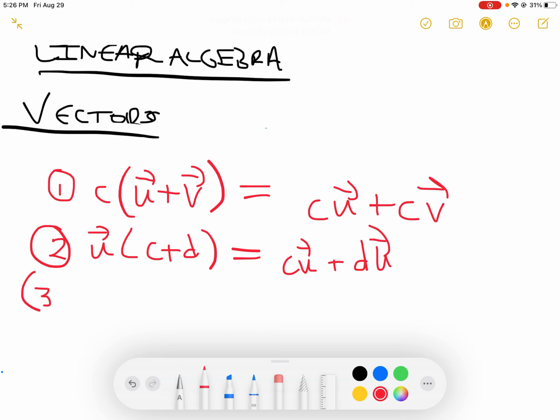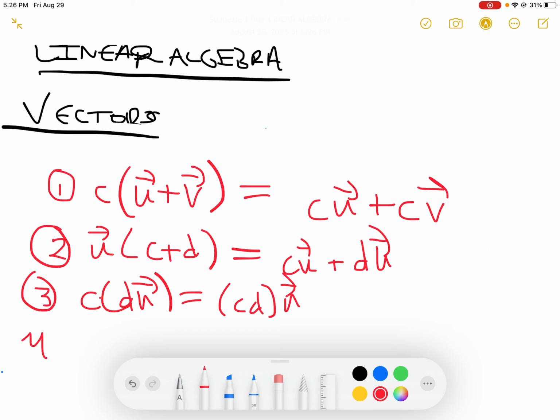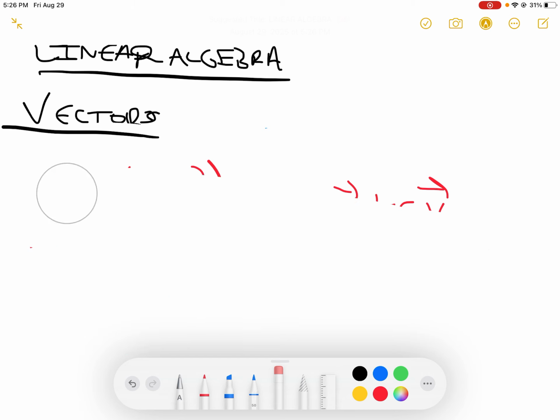And then you can change the order like this. And then the last one is 1 times the vector is still going to be the vector itself. So again, these are things that you probably just assume. But the key thing is that this time, if you multiply two different vectors together, it's not going to just be all their components multiplied together. So that's something important. That's not what we're going to do.